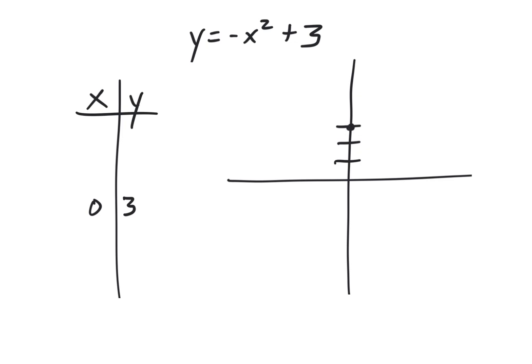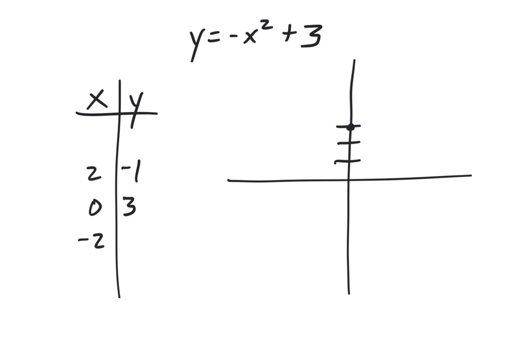And then once again, you can put whatever numbers you want in here. You could do 1 and -1. I'm going to go 2 and -2 again. So when I plug in 2, 2 squared is 4. And then I'm going to put a negative on it, which makes it -4. And -4 plus 3 would be -1.